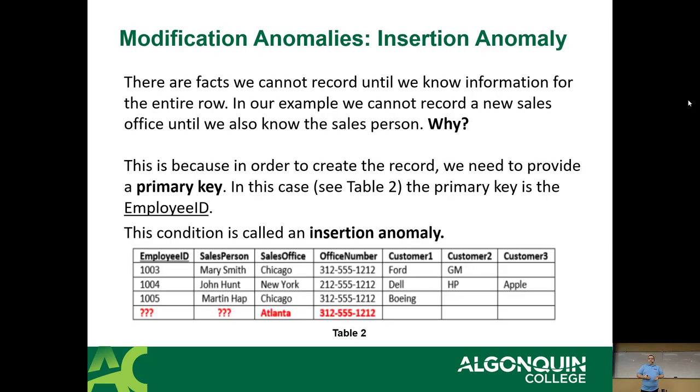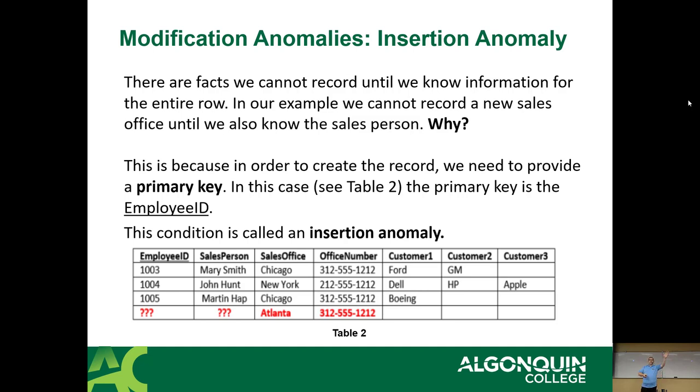So an insertion anomaly. Essentially, the way an insertion anomaly works is if you have to add data to a table, but to be able to add it, you have to add something else. So back to our happy little salesperson table, we decided we're going to open up a new office in Atlanta. Fantastic. Sounds like a good plan, except the fact that with the current structure, we can't add an Atlanta office unless we already have an employee for Atlanta.